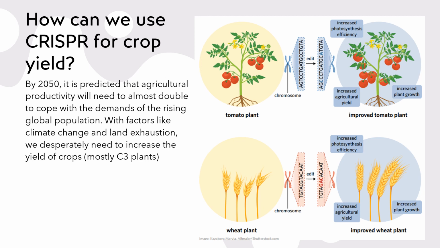Like I said, by 2050, it's predicted that agricultural productivity will need to almost double to cope with the demands of the rising global population. So the things we've been learning about are going to be really topical over the next few years, because we're going to be looking at ways to increase crop yield. Things like CRISPR, Cas9 and recombinant plasmids and all those things you learnt about are going to be really important. It's going to be a really growing job industry as well, which is excellent. With factors like climate change and land exhaustion, we desperately need to increase crop yields, mostly in C3 plants. So we can do this by editing the genome.